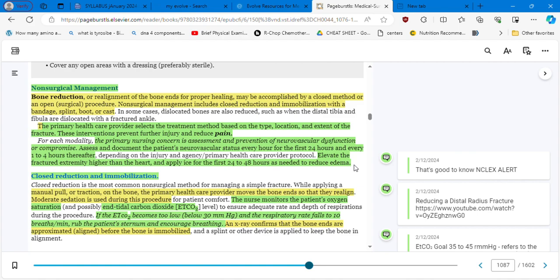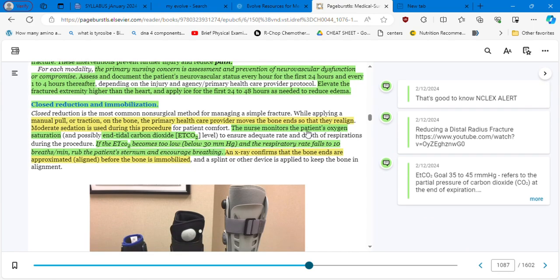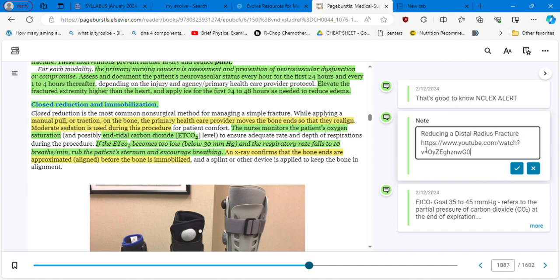Okay, so that's good to know. NCLEX alert. Elevate the fractured extremity higher than the heart and apply ice for the first 24 to 48 hours as needed to reduce edema. And then closed reduction and immobilization. That's one approach. And we're going to watch the video. For example, we selected a reduction in a distal radius. So let's watch this video to have an idea how this is done.